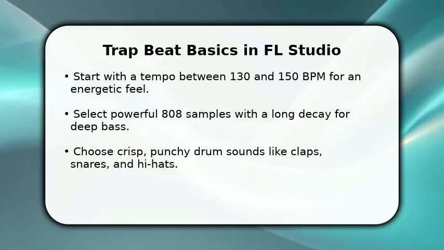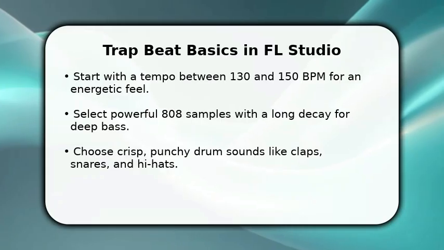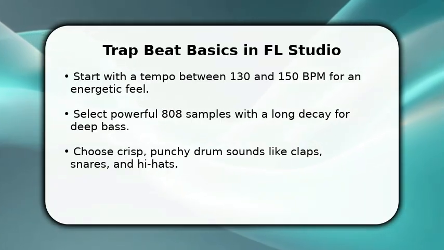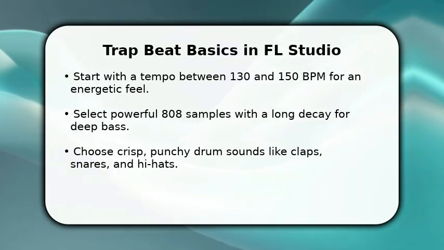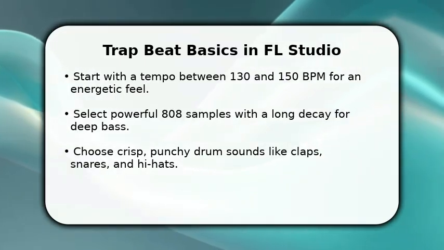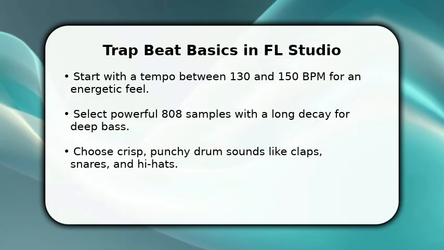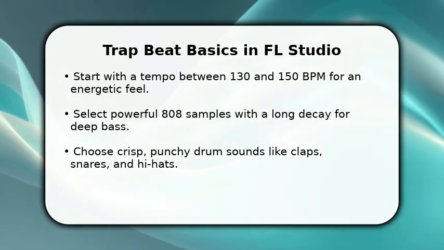In this video, I will explain how to make a hard trap beat on FL Studio. First, let's lay down the foundational elements that define the genre's sound. Begin by setting your project tempo between 130 and 150 beats per minute for that signature energetic vibe.